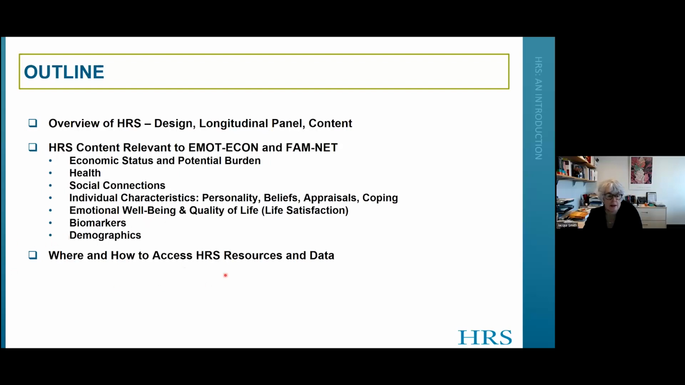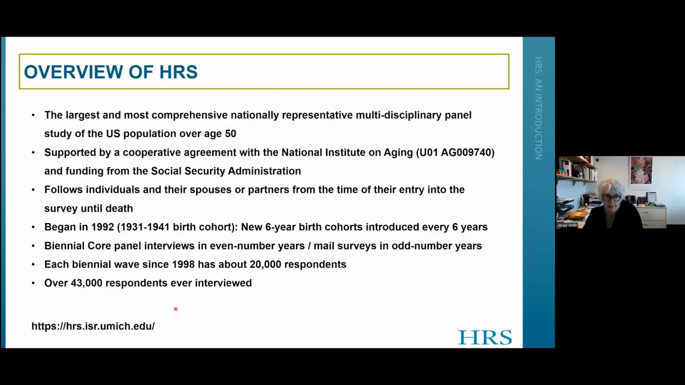And then at the end I'll go through how on earth you have access to these data. Where can you find them? And what do you have to do to get started on your analyses or writing a paper?